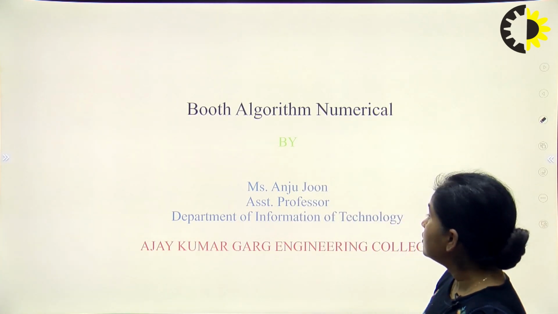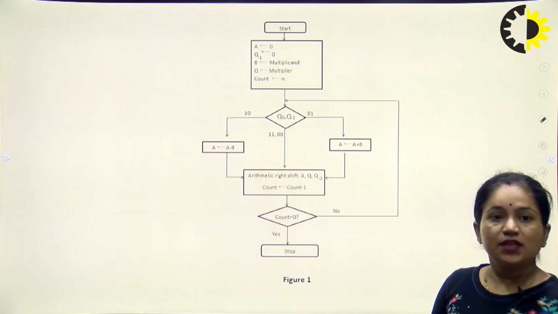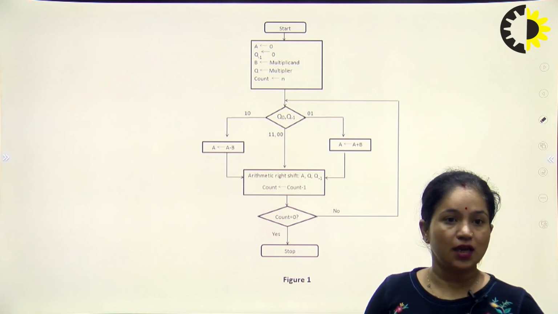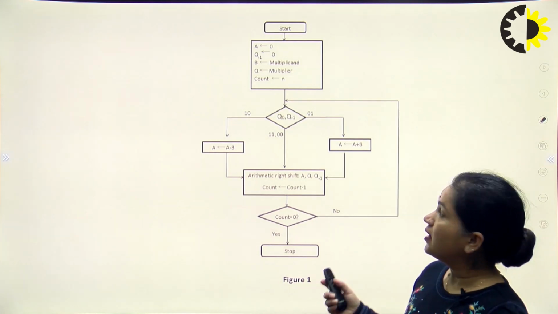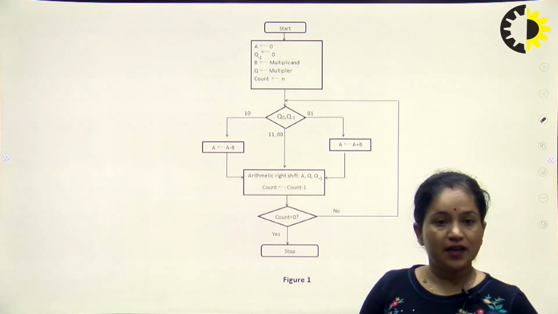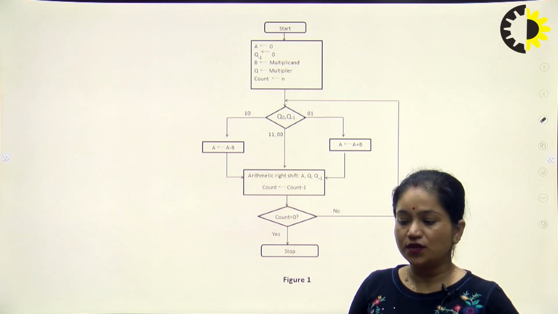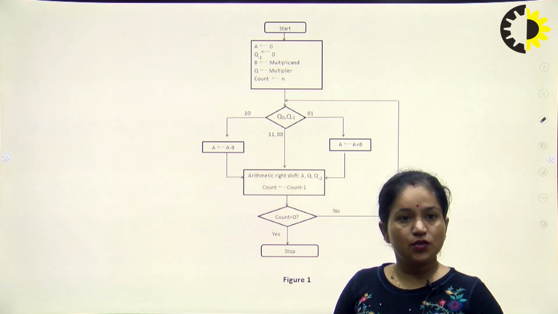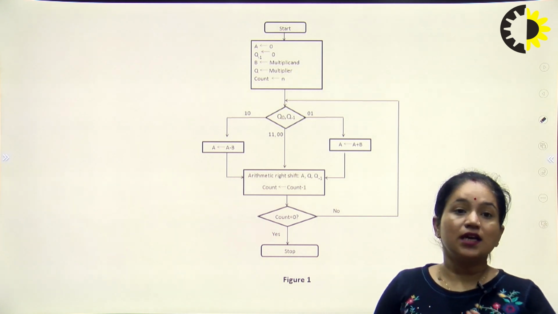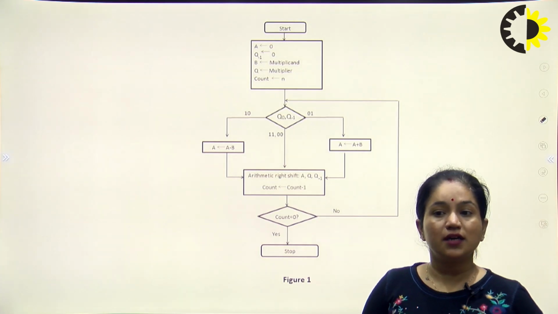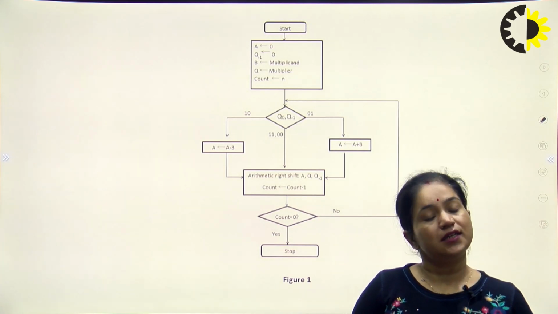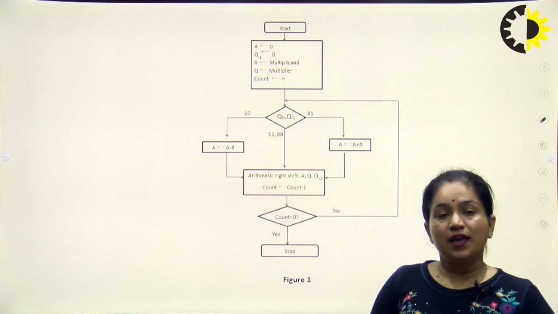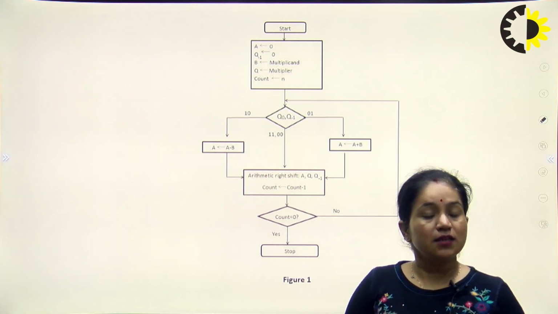First we need to understand the flowchart of the Booth algorithm. Initially, what will we take as an input? Whenever there is a Booth algorithm numerical, you will convert it into binary numbers. There are certain things we need to assign values to. First is the accumulator. As we know, the accumulator is a part of the CPU which holds the intermediate state of the operations. The number of bits will be the same as the multiplier.